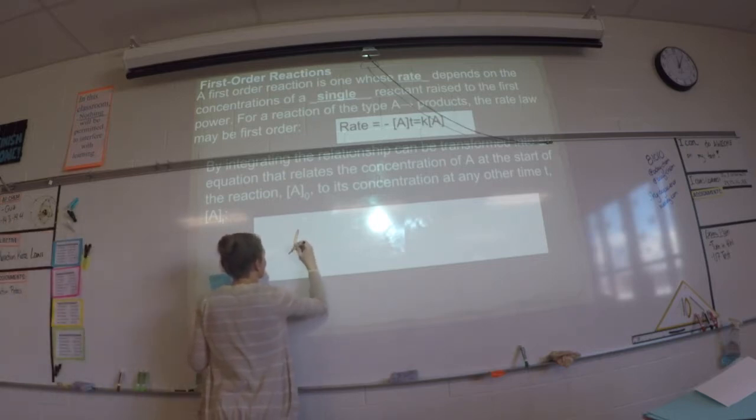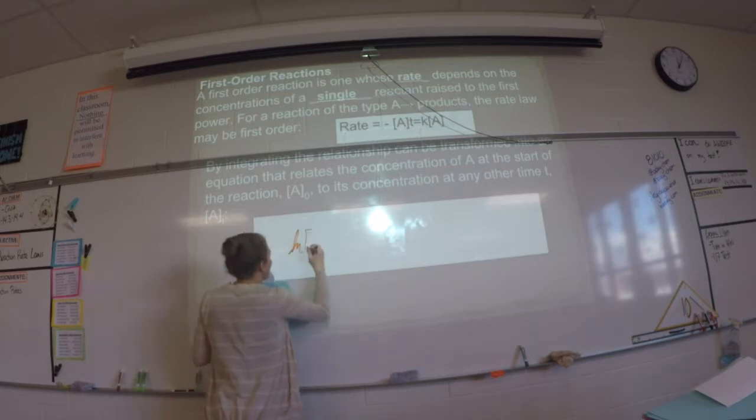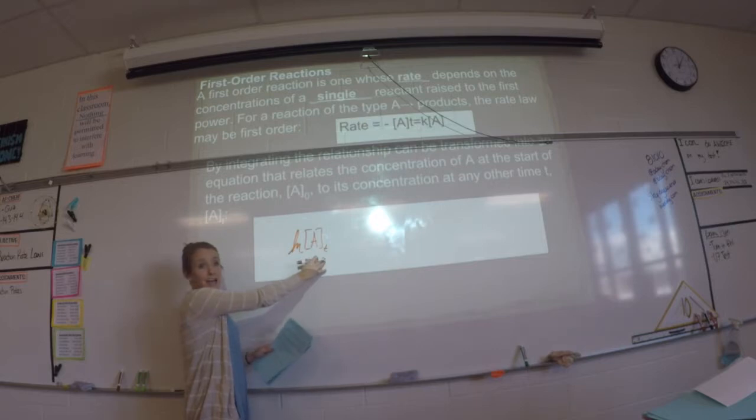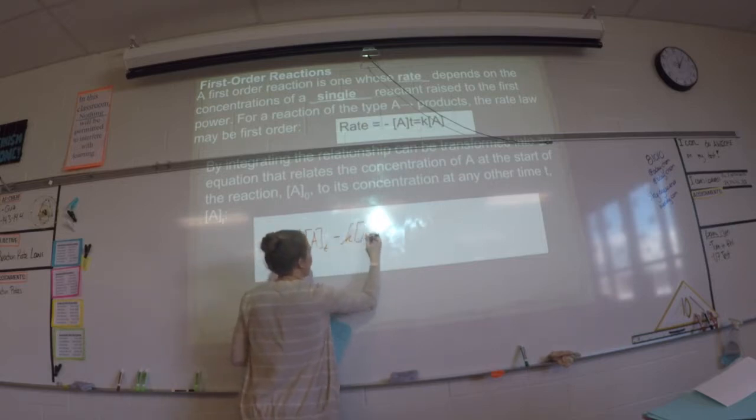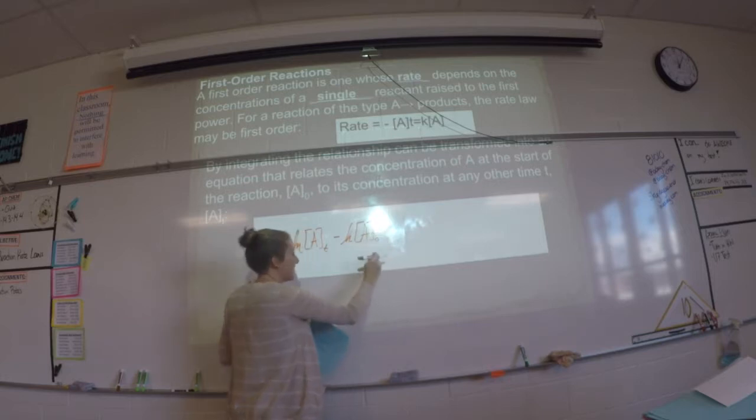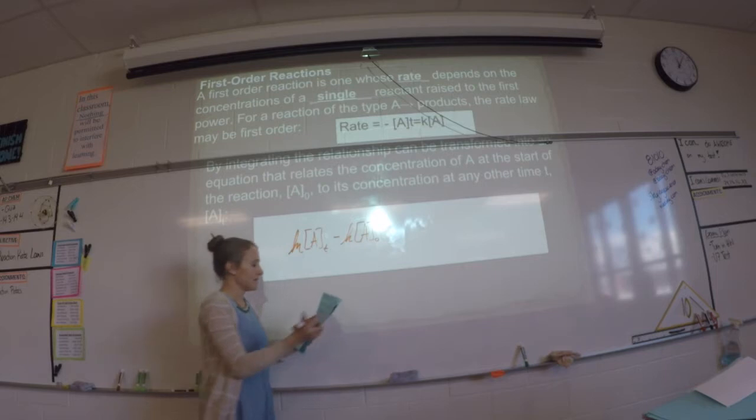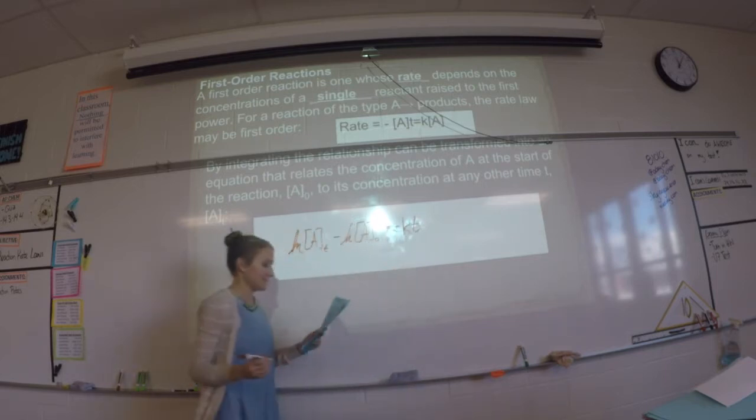It's the natural log, so ln, you read it in cursive typically. The natural log of the concentration of A at some time, so little t is time, minus the natural log of the concentration of A at time 0, so like when I began, and that equals negative kt.